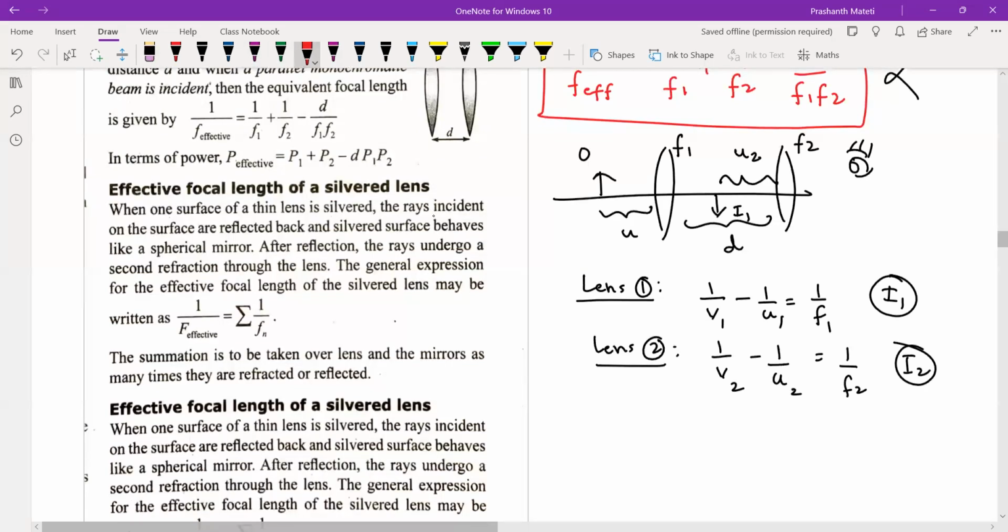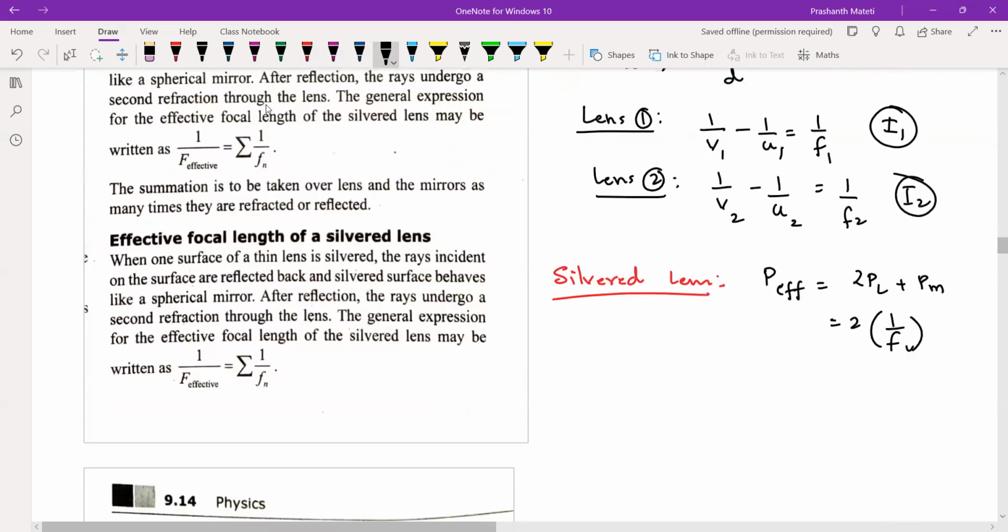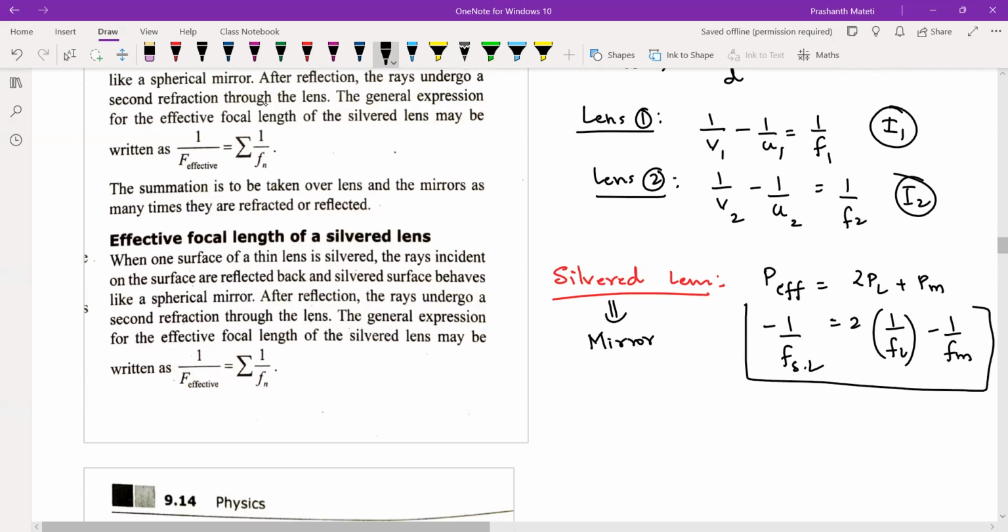Again, I'm writing here the formula. In the case of a silvered lens, the total or effective power is equal to 2 times power of lens plus 1 time power of mirror. For 2 times power of lens, you should write the focal length of lens. Then in the case of power of mirror, we write minus 1 by Fm, right? Overall, even though it is a silvered lens, it is going to behave like a mirror only. So for the mirror, the power is 1 by the focal length of the silvered lens. Isn't it? Remember this relation, yesterday we have seen.